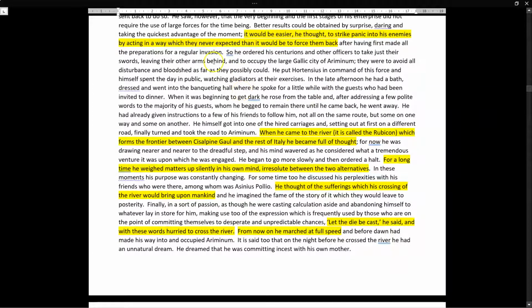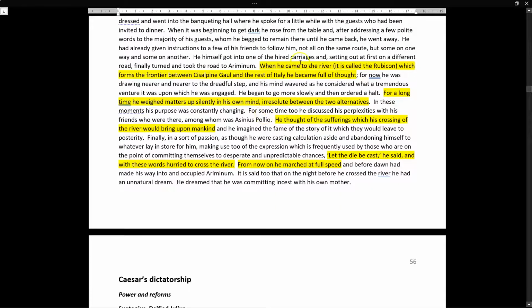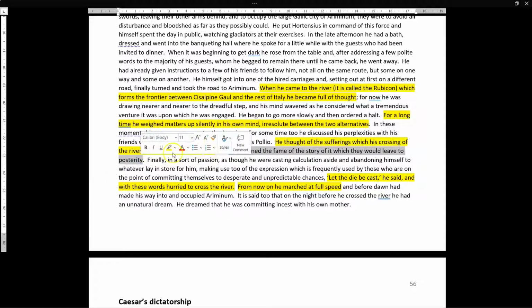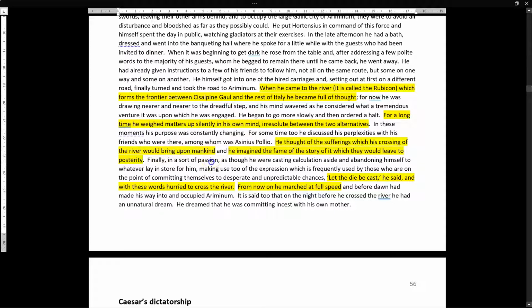So he then describes the same thing about watching the gladiators and then Caesar sneaking away. So that's basically what Suetonius has said again. When he came to the river called the Rubicon, he came full of thoughts. He thinks of the sufferings his crossing would bring upon mankind, against the Romans, and he imagined the fame of the story which he would leave to posterity. So he was kind of torn between, I'm going to cause a civil war, but I could become really famous, so what should I do?